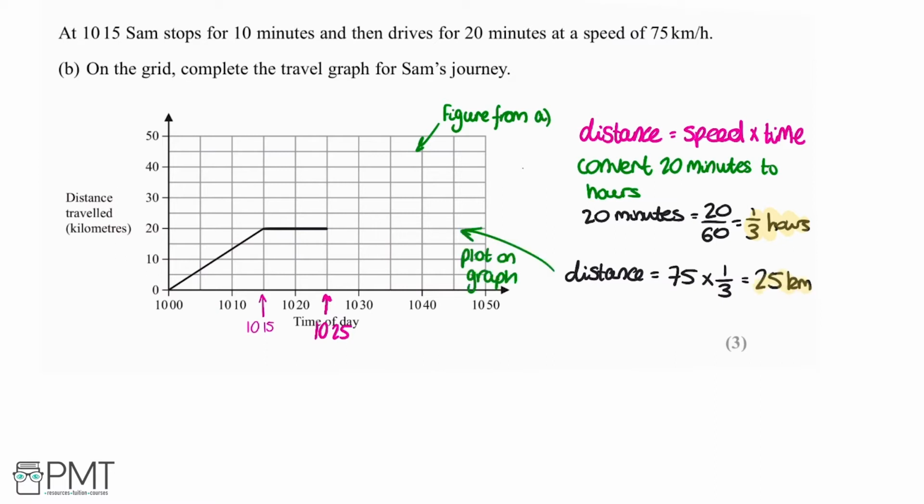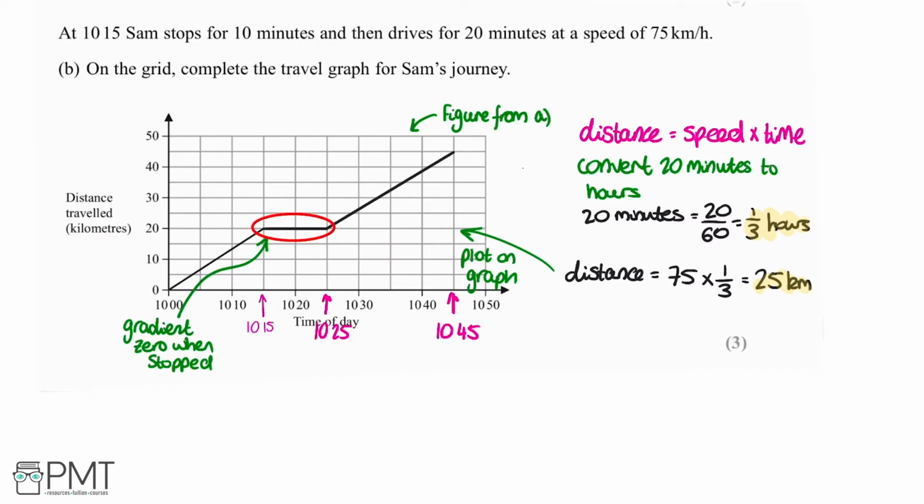So we're now going to plot this onto the graph. So this is for 20 minutes, so we're going from 10:25 to 10:45. And we know between here and here, we're traveling 25 kilometers. So starting at 20, we're going to do 20 plus 25, giving us 45. So our line is going to go like this, up to 45 here.